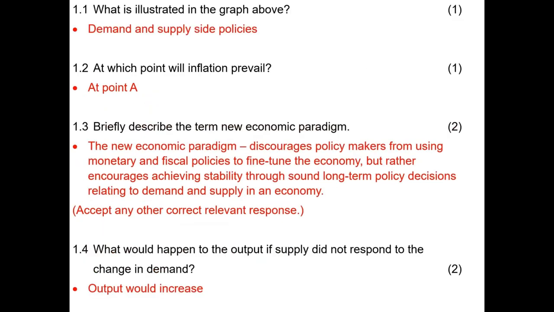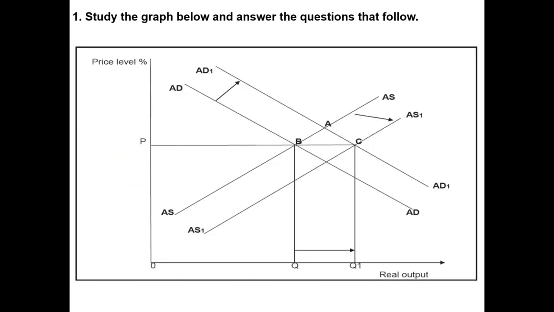Right, so question 1.4, what would happen to the output if supply did not respond to the change in demand? So the answer simply put there, output would still increase. The reason for this, so some of you would think, but supply is not corresponding, there's not a corresponding increase in supply to keep up with the demand. So this AS1 curve is not there. But if you have a look at point A, you can see that the price would increase, so inflationary conditions would set in, so there would be an increase in price.